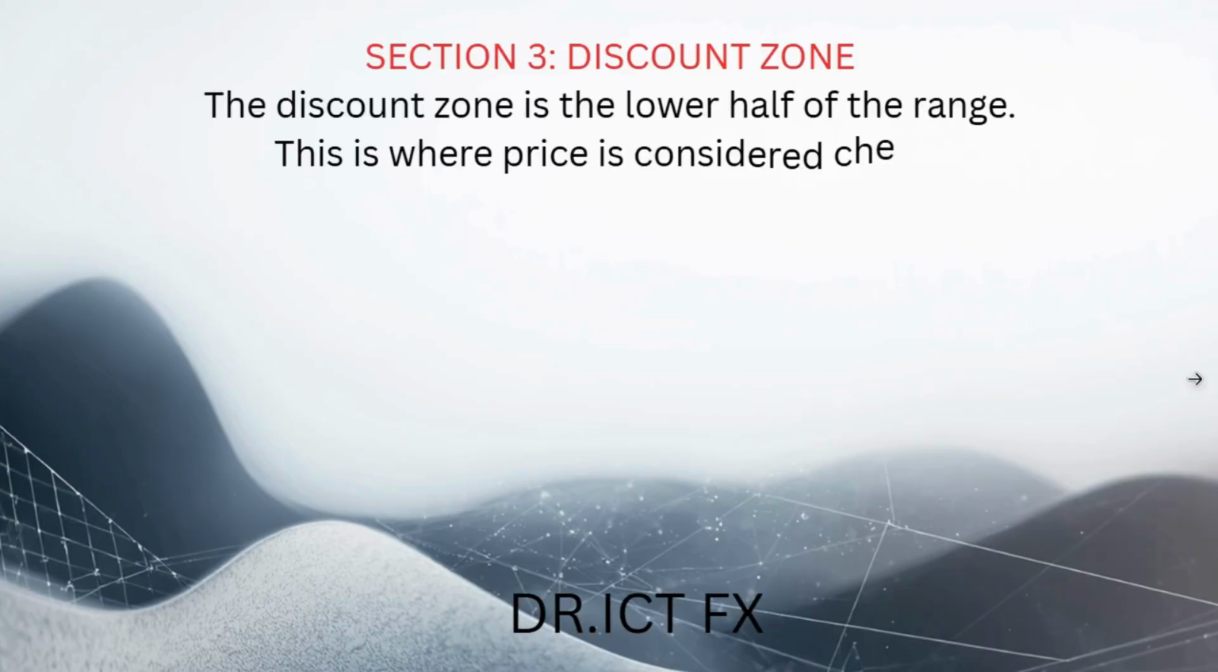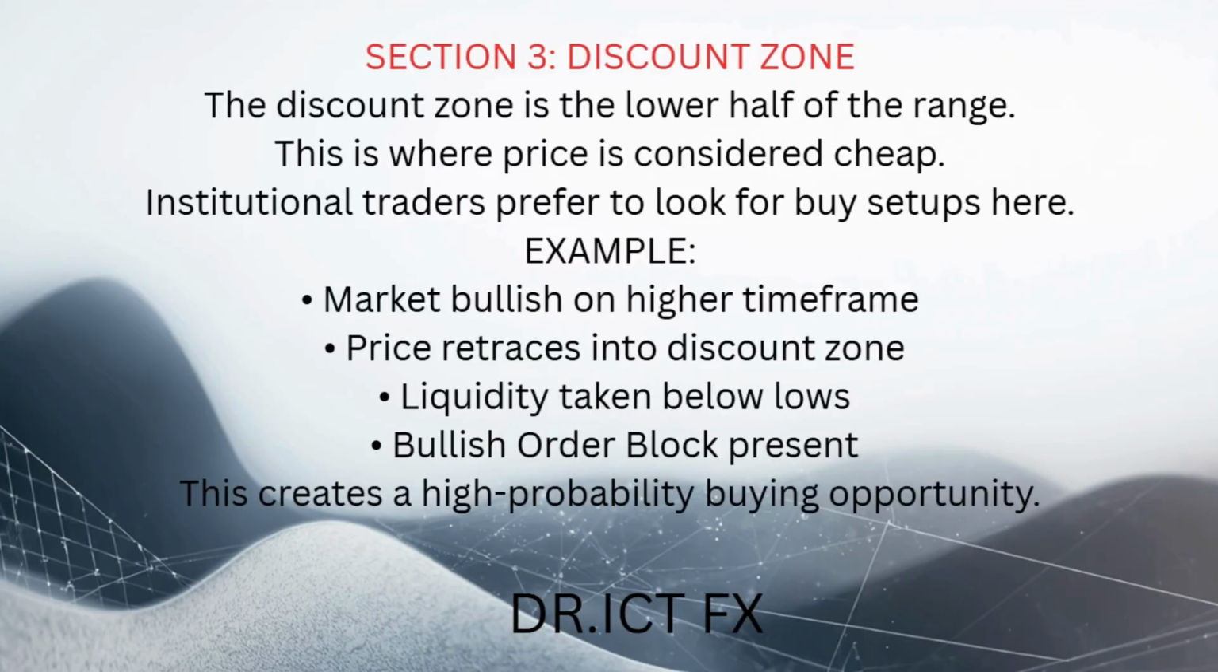So let me go to the third section. The third section is the discount zone. The discount zone is the lower half of the range, as I'm going to show on the chart. This is where institutions place their buy orders for the uptrend. So that's an example there. Now I'm going to go to the fourth section, which is going to be our live example.